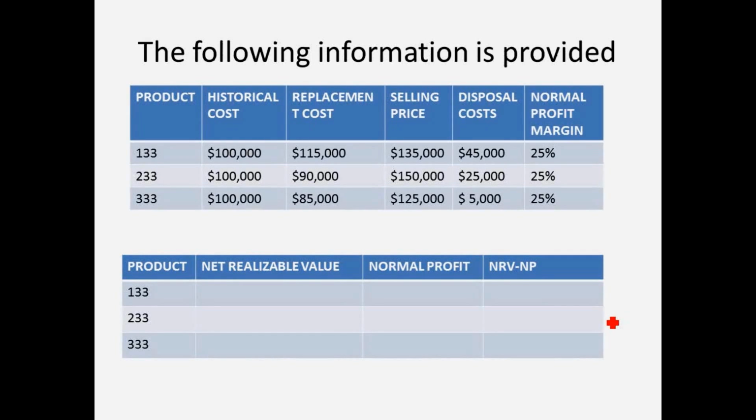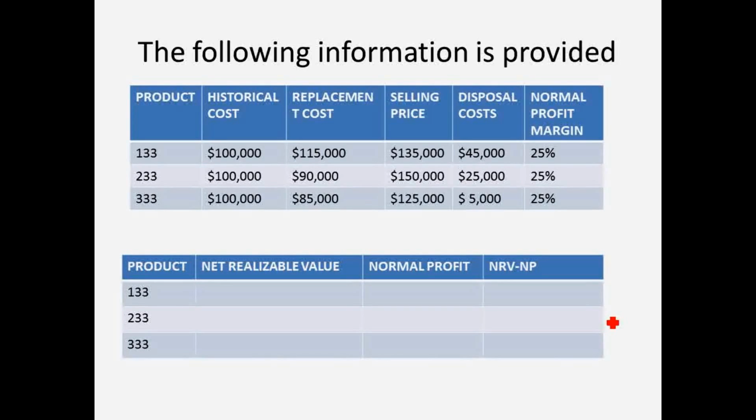Okay, so let's do it in practice. We've got 3 products. The historical cost of each of these products is $100,000. This is what you can sell it for: 135, 150, and 125. So it's not that you can't sell it for more than you paid for it. However, once you take into consideration how much it costs you to get rid of it, yes, it's true you can sell it for 135, but you might need to do $45,000 worth of advertising. Well, then all of a sudden it's not really profitable.